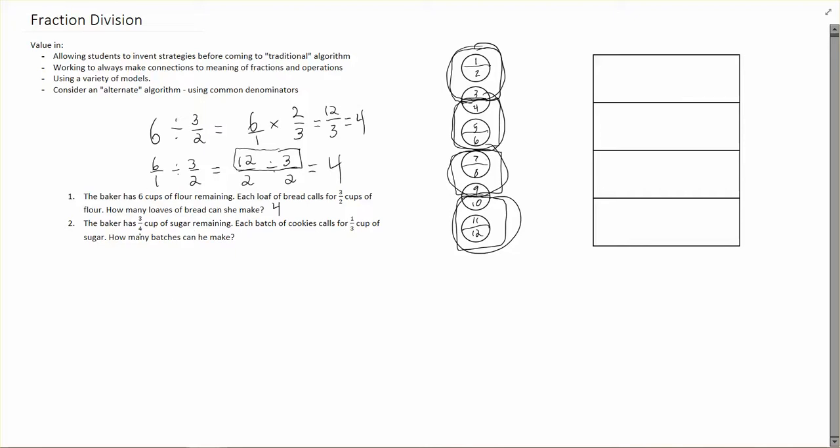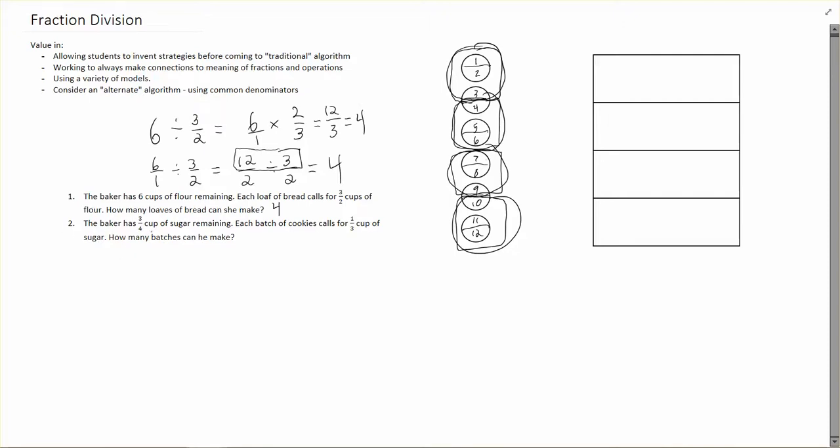We can also do division with fractions and fractions. So things are a little more challenging here to understand conceptually what's going on, but with a good context and some illustrations, we can really make a lot of sense of this. So let's take a look at number 2 here.